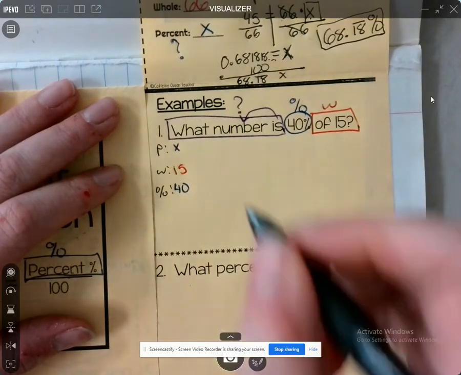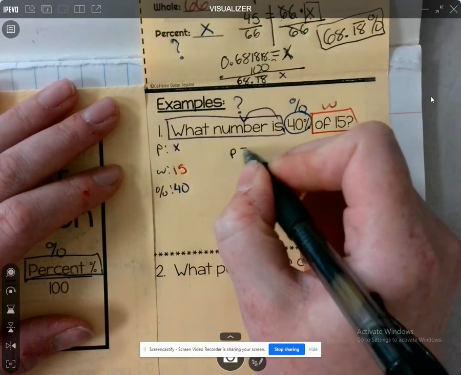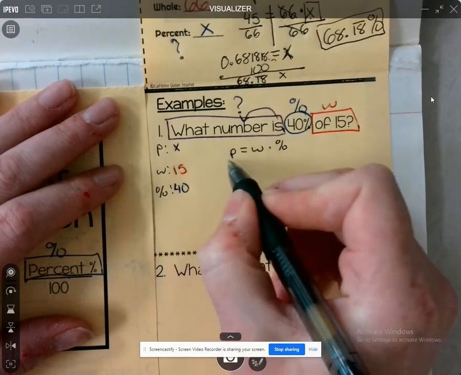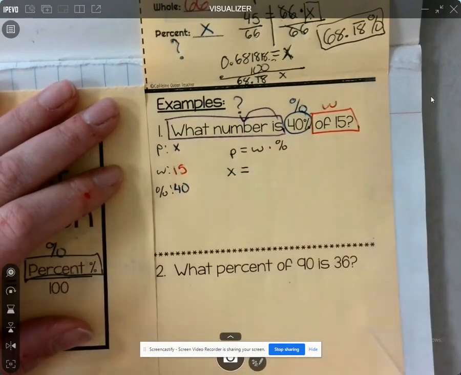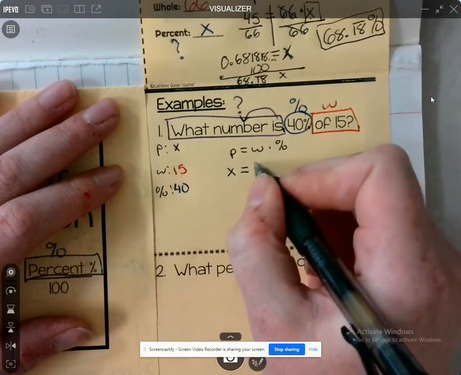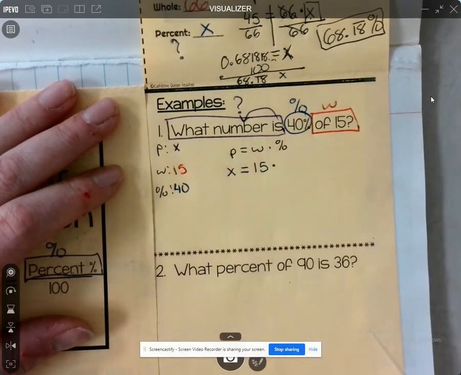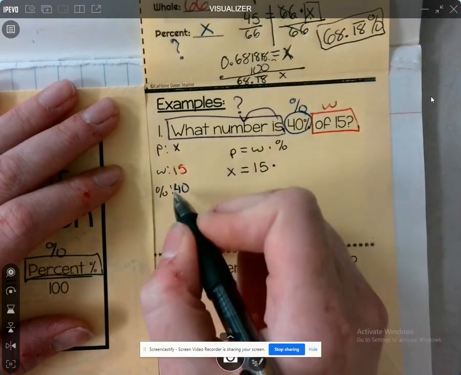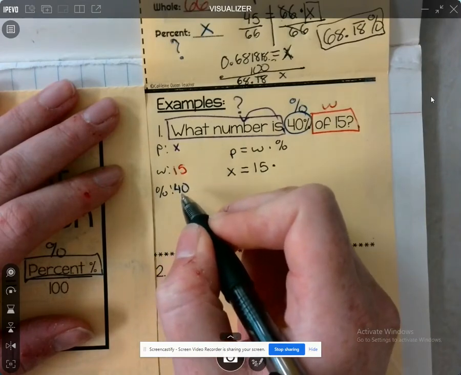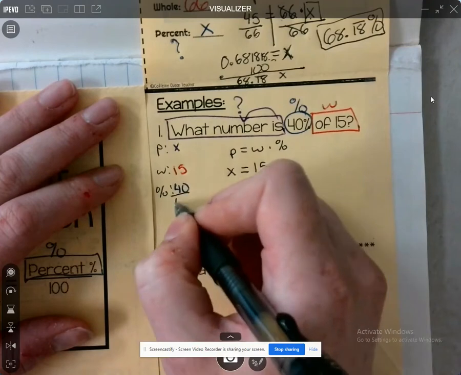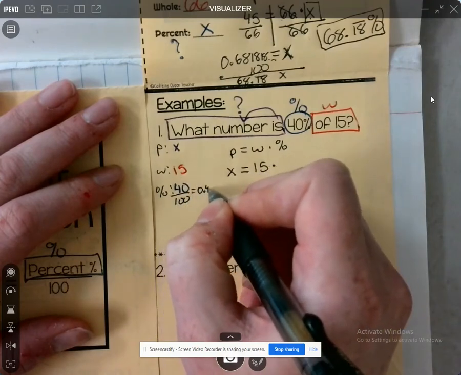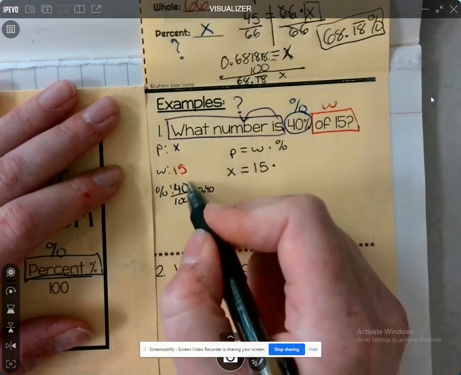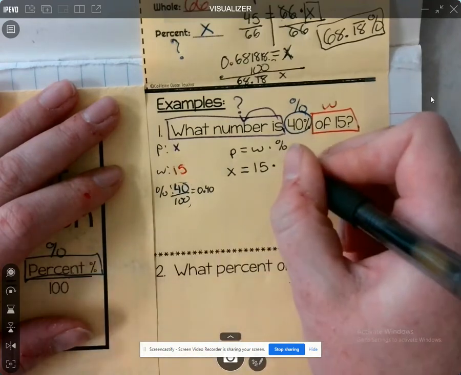We are now going to substitute into our equation. So we know we have part equals whole times percent as a decimal. Our part is x, so x will take the place of p. Our whole is 15, so 15 will get substituted in for w. Then times our percent as a decimal. Well, we can't put 40 in there, so how do we turn 40 into a decimal? Simple. Magic numbers with percents, divide it by 100, and we get 0.40 as our decimal form of our percent. You can also put the fraction in there, just 40 over 100, whichever you prefer.